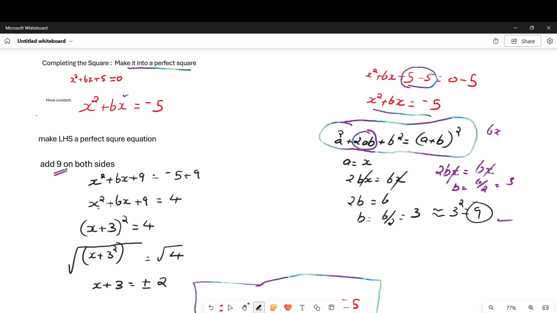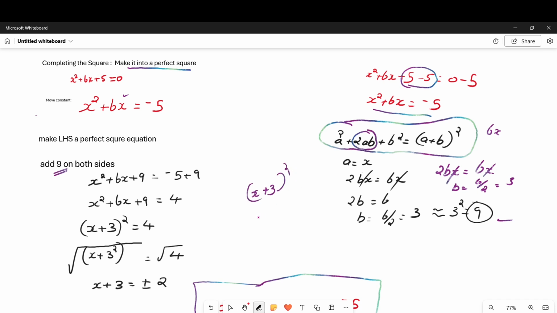And the left hand side is x square plus 6x plus 9. Wow, what is this? x square is a perfect square, 9 is also a perfect square, and this is 6x here. So we can write this as x plus 3 the whole square.